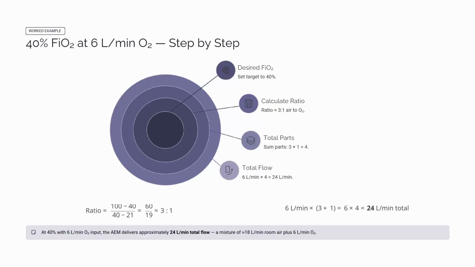So here's the question for you to sit with. If selected FiO2 goes up, does total flow automatically go up too? Or could it actually go down? Based on everything we just covered, higher FiO2 settings generally mean a smaller ratio of air to oxygen, which means less total flow, not more total flow. FiO2 and total flow do not move in the same direction.